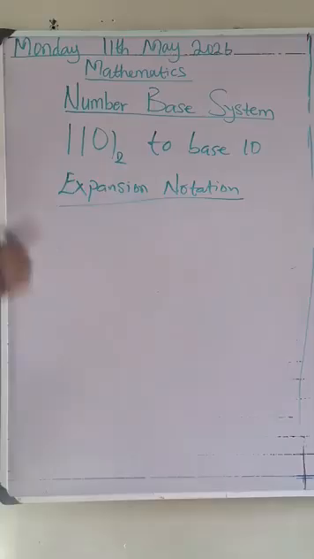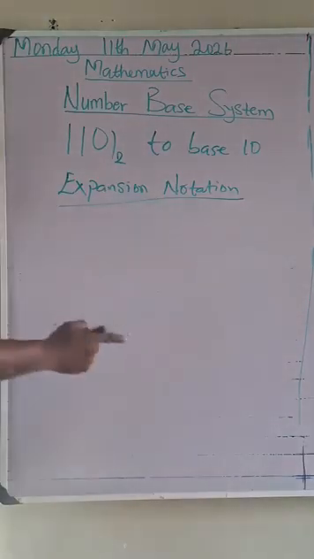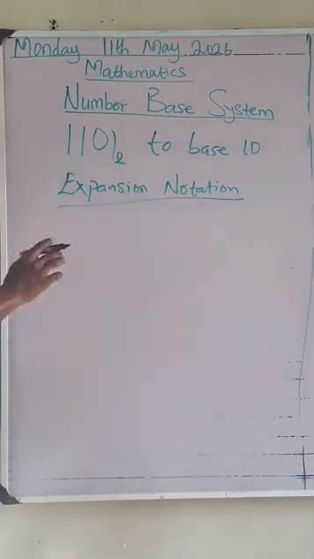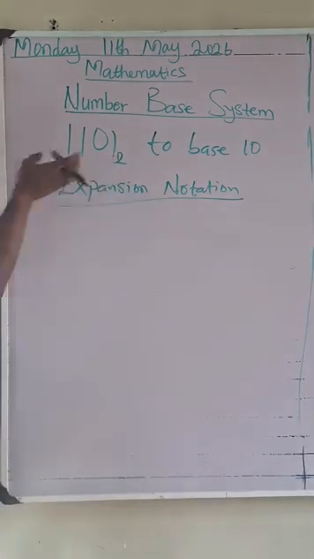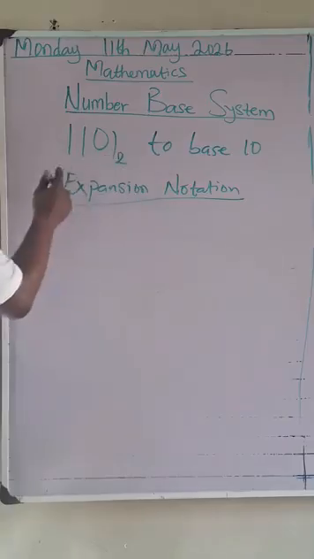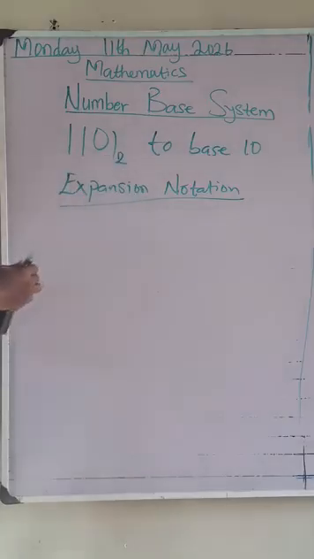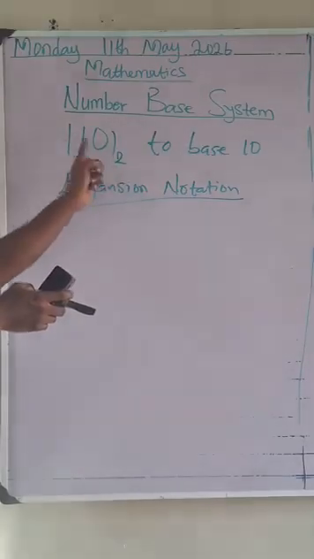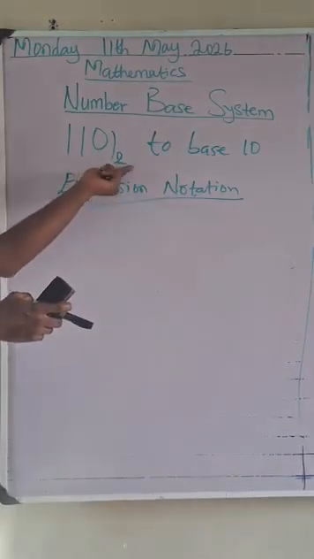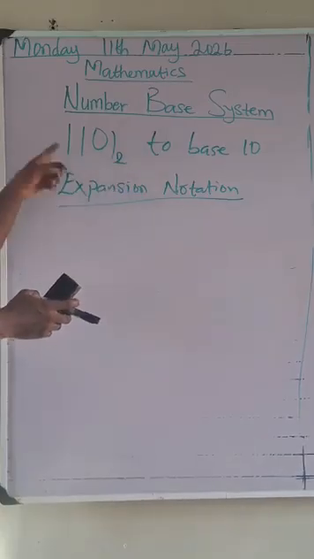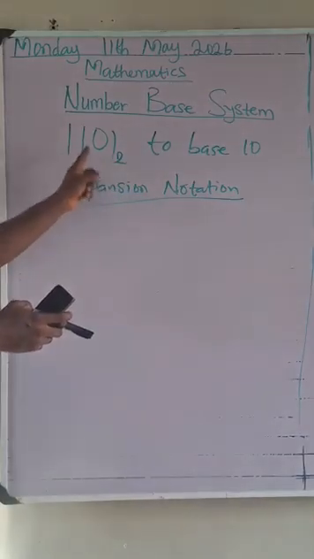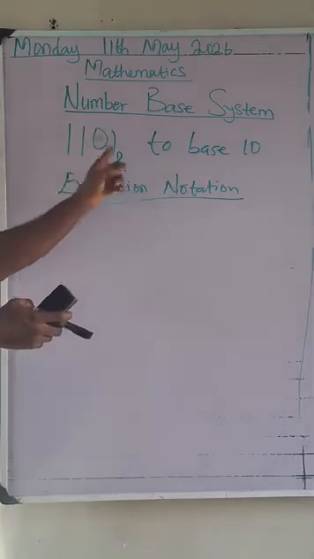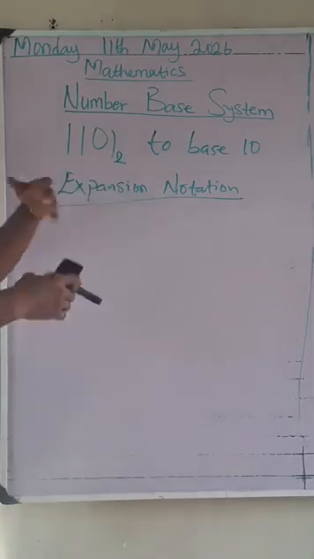the method you use is what we call expansion notation. In expansion notation, you expand the given number. How do you expand it? By multiplying each of the digits of the given number by the base. This is the base, base 2. It can be base 3 or any other base.